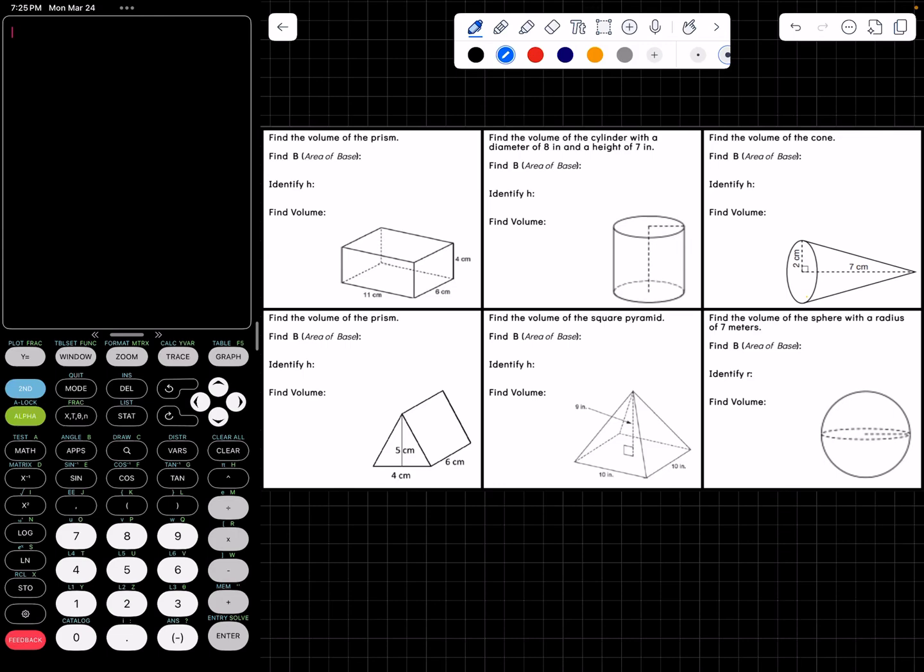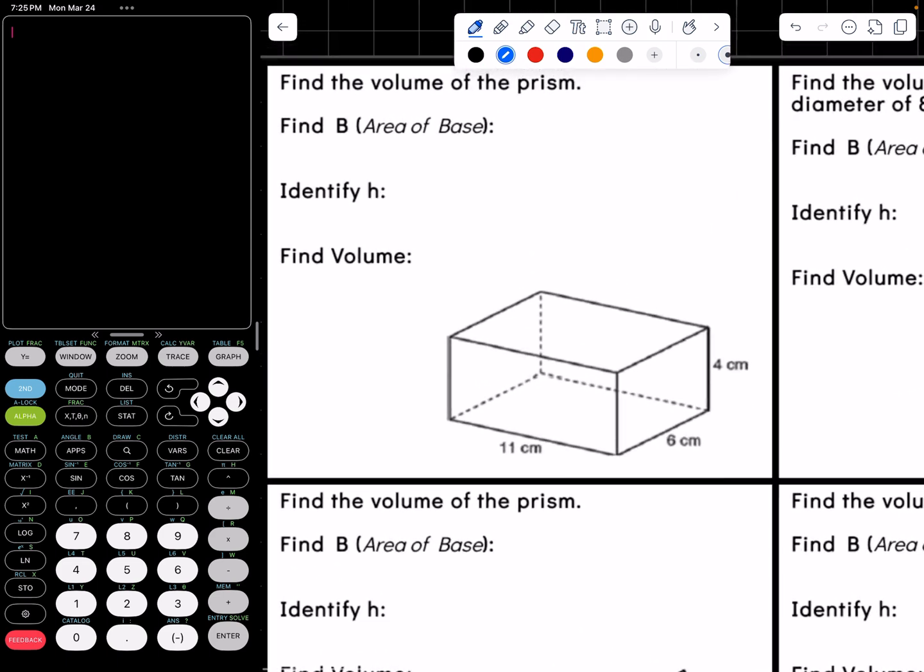So now that we've gone all through the different types of three-dimensional figures, let's go on ahead and solve for volume on all of them. So here, find the volume of the prism. Again, I can choose whatever I want to be the base. In this situation, I'm going to use this as my base, which would make 4 my height.